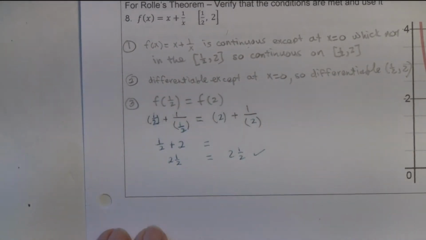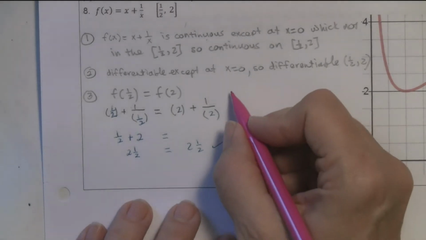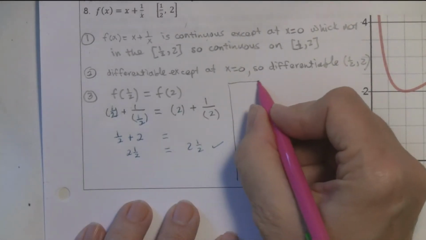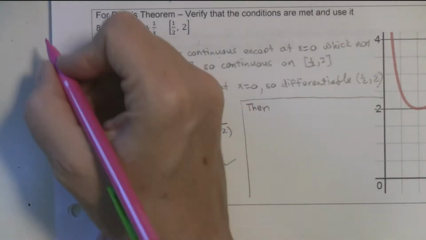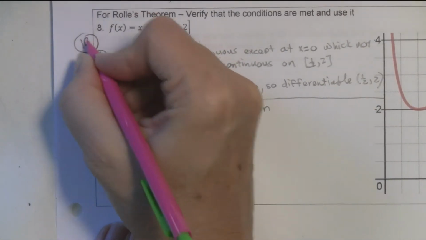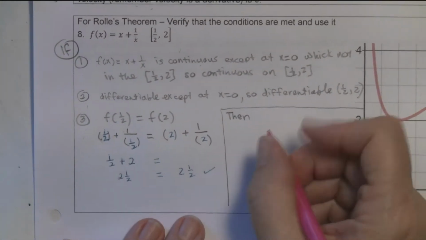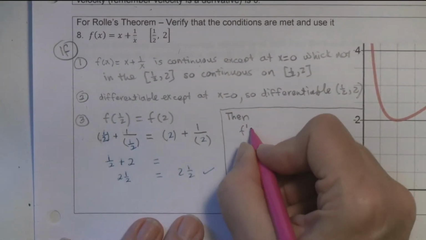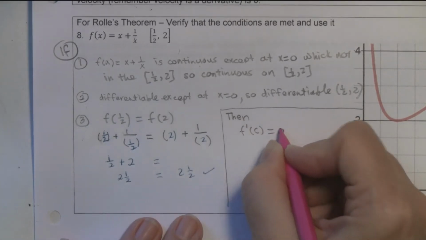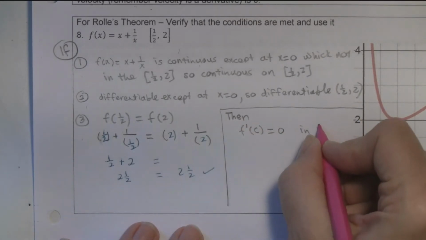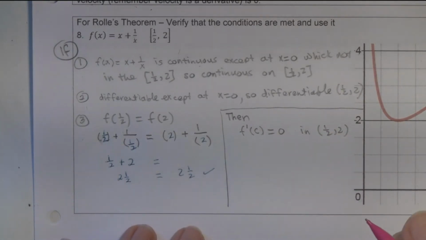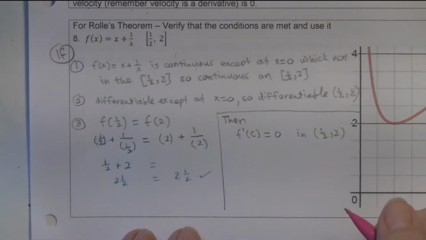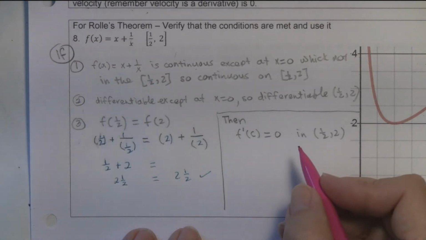Now we're going to apply the theorem. And I'm going to be out of room, so I'm going to apply the theorem right here. And the then of the theorem. So this was if these three things are true, then f prime of c equals 0 somewhere in the interval half to 2. So somewhere between half and 2, not at half and not at 2, not at the endpoint, but somewhere in between, the derivative is equal to 0.